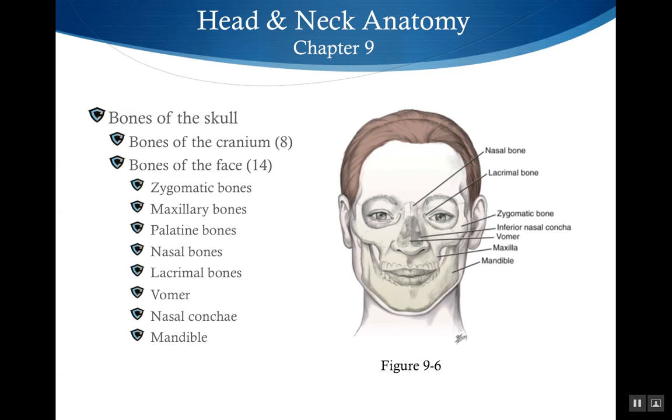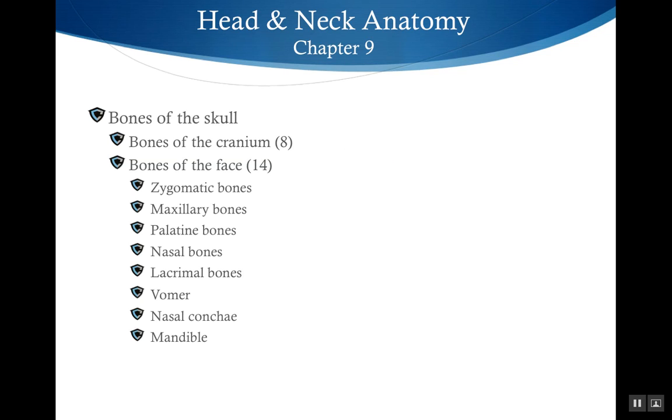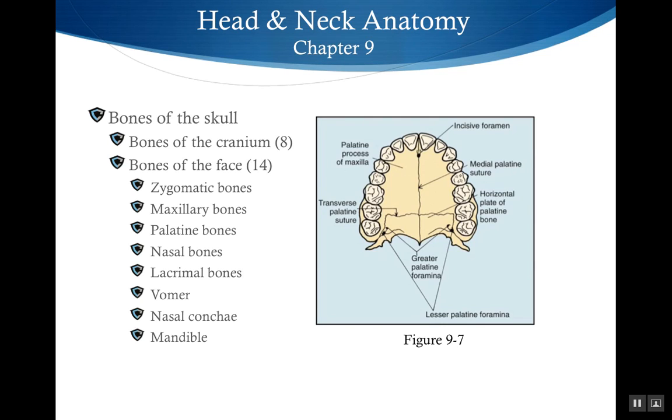Now the maxilla is what houses the maxillary sinuses. Okay, the maxilla is here, and it houses the maxillary sinuses and also the maxillary teeth. The palatine bones form the posterior part of the hard palate. Okay, so you've got the palatine bones forming the hard palate, the floor of the nose, and also the lateral walls of the nasal cavity.